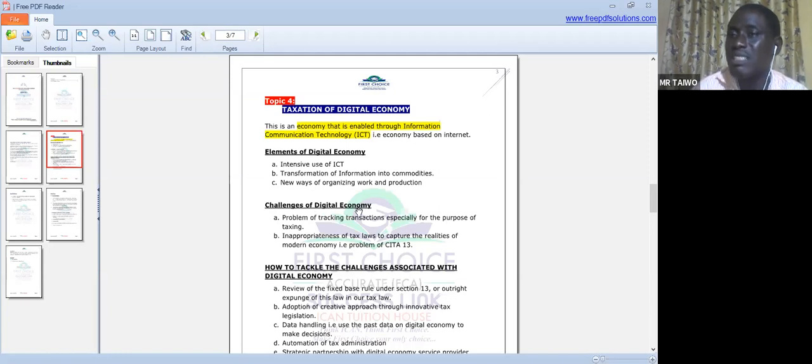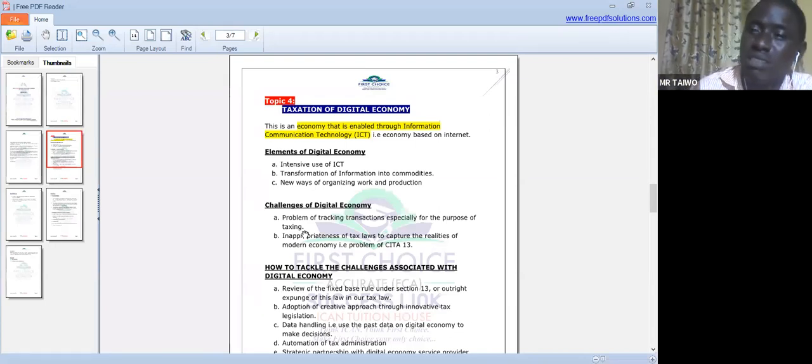What are the challenges of this digital economy? If Nigeria is fully digitalized, in which all our transactions are digital, computer or internet driven, what are the basic challenges we are likely to have? Problem of tracking transactions, especially for the purpose of taxing. Where this digital economy affects taxation is that if an economy is digitalized, there is always a problem of taxing that kind of economy.